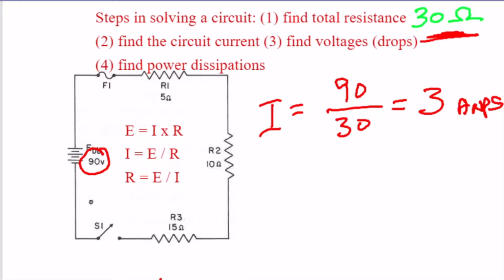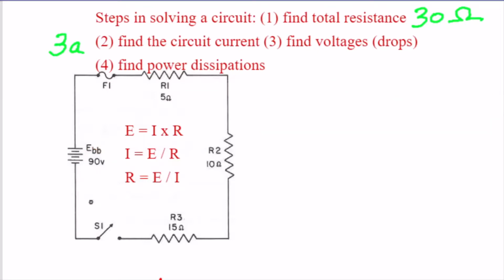So I'm now going to write that down next to number 2, finding the circuit current. I'm going to put down 3, and I'm going to use small a for amps. So it's 3 amps. Now the next thing we're going to find, number 3, is the voltage drops across each of those resistors. We'll start with the voltage drop across R1, which is a 5 ohm resistor.